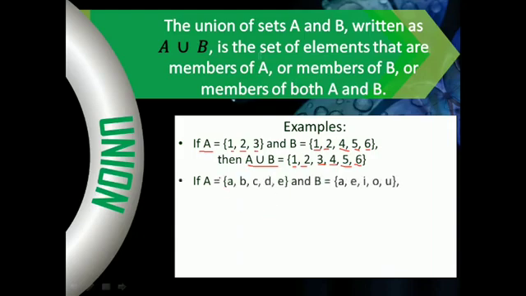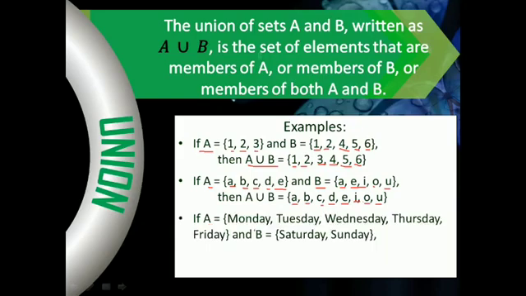Next, if A has the elements A, B, C, D, E, and B has the elements A, E, I, O, U, then A union B has the elements A, B, C, D, E, I, O, U. Again, we will just copy all the elements of A and B, and if these letters are repeated, we will only write them once. Okay?